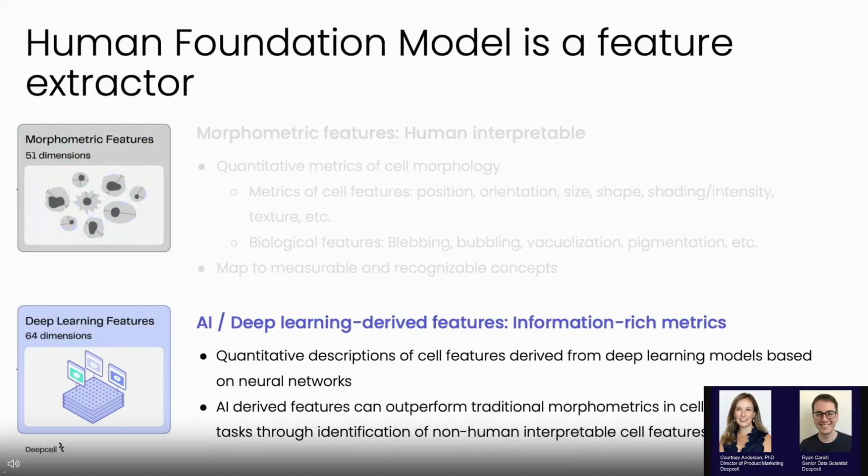Deep learning features are information-rich metrics of cell morphology with powerful discriminative capabilities, but they may not be human interpretable. They are quantitative descriptions of cell features derived from deep learning models based on neural networks. And of note, AI-derived features can outperform traditional morphometrics in cell classification tasks through identification of non-human interpretable cell features. Hence why we have combined deep learning with morphometrics to provide both accuracy and interpretability in a fast and effective cell feature extractor.